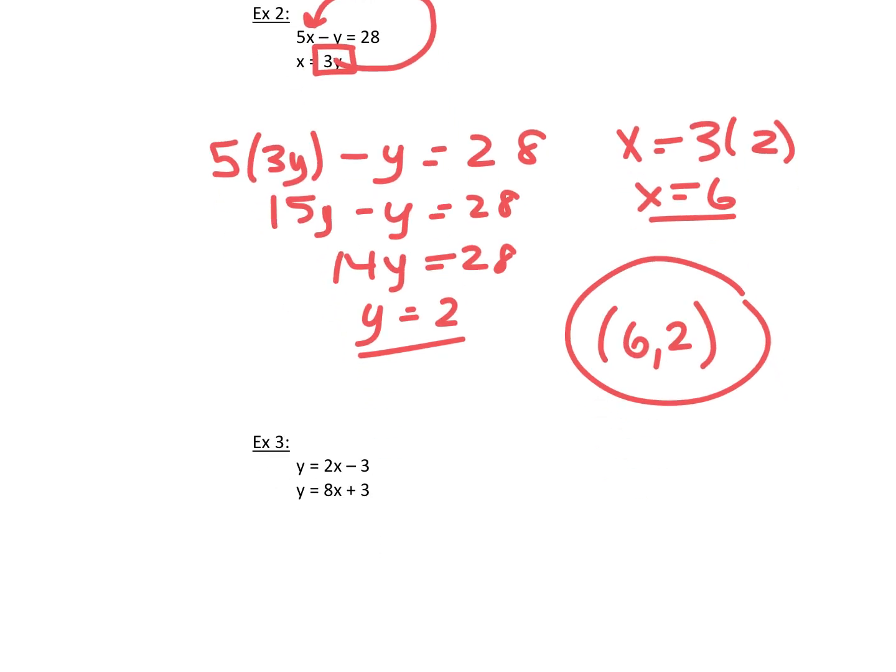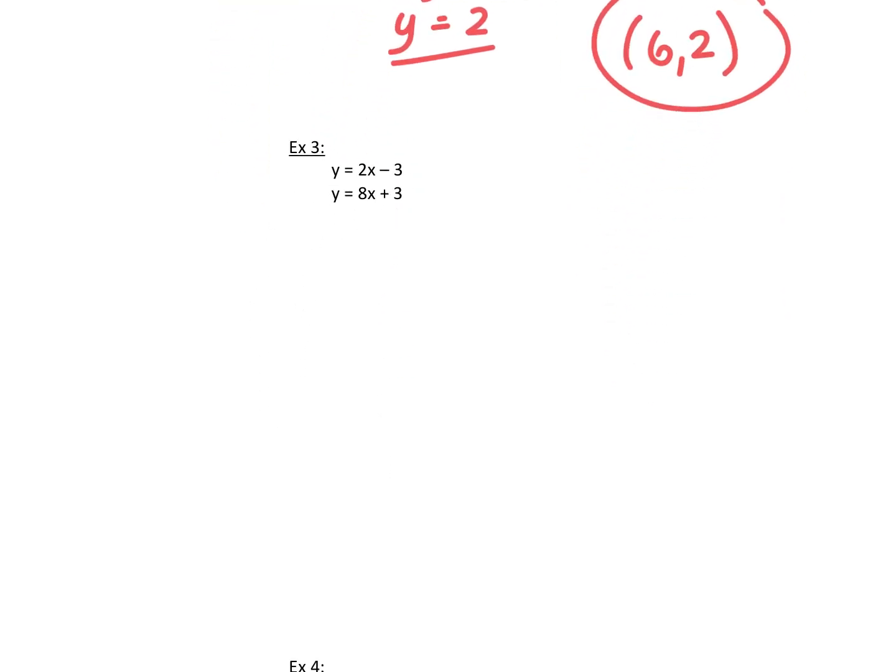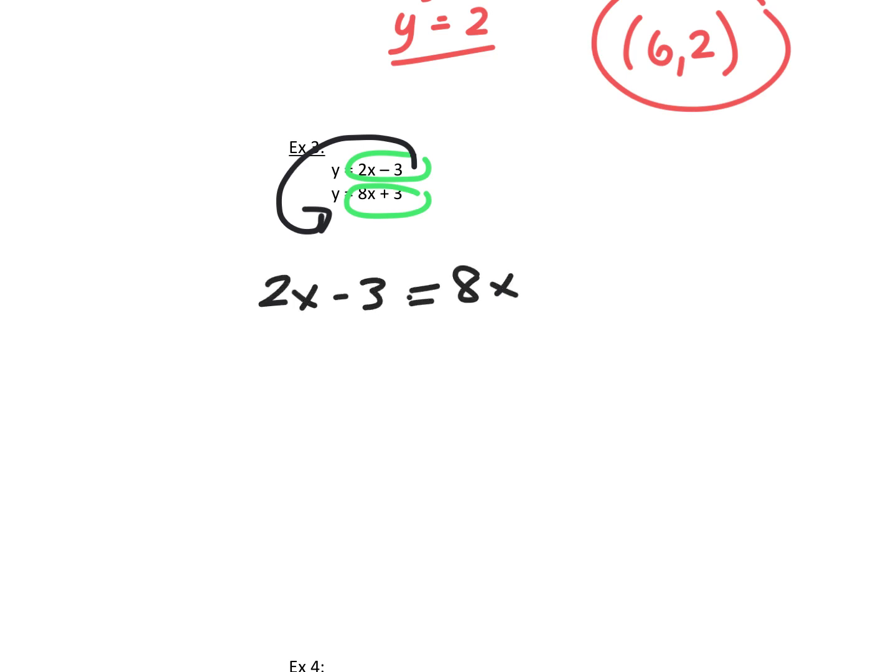Okay, in our third example, I have both equations with a variable isolated. I have y equals 2x minus 3, and I have y equals 8x plus 3. So basically you can pick either one to substitute. You're basically going to set them equal to each other. So 2x minus 3 is equal to 8x plus 3. And you solve from there.